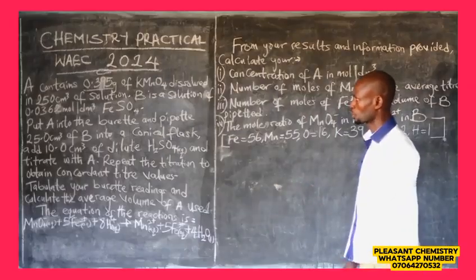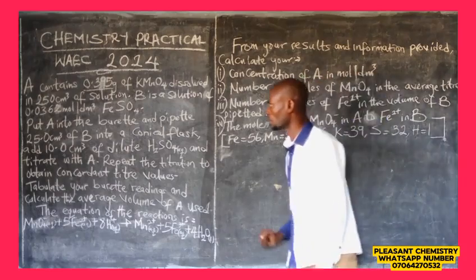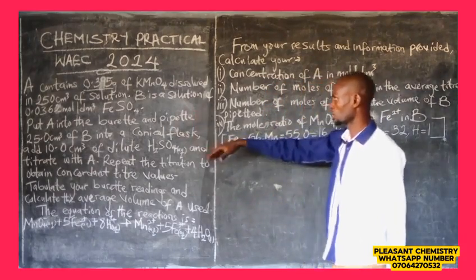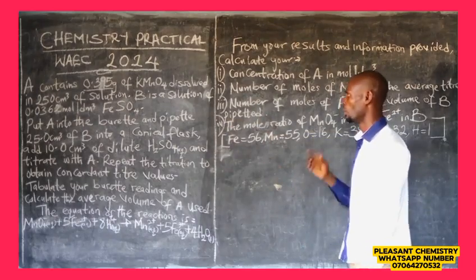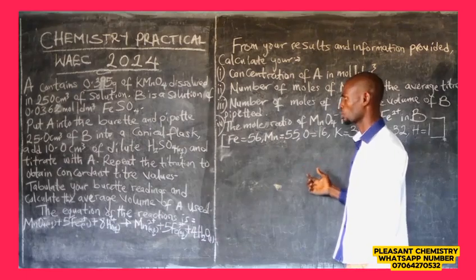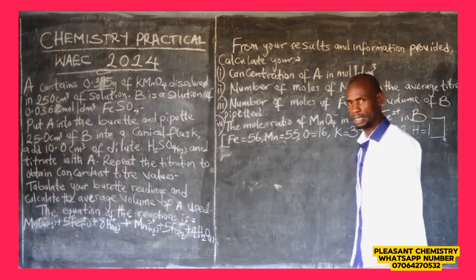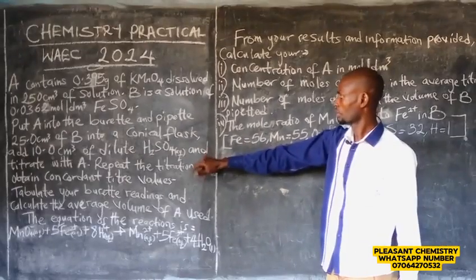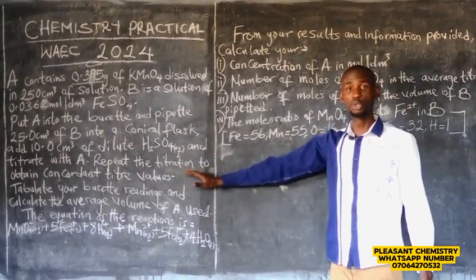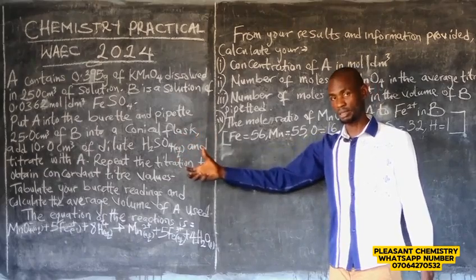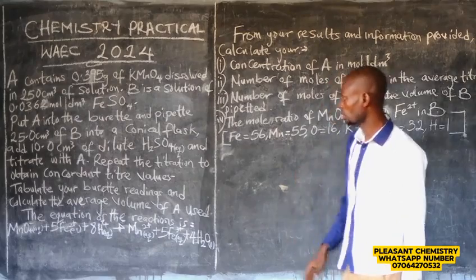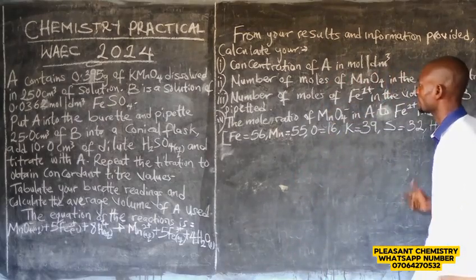B is a solution of 0.0362 mole per dm cube of iron 2 sulfate. Put A into the burette and pipette 25 cm cube of B into a conical flask. Add 10.0 cm cube of dilute H2SO4 and titrate with A. So these are the instructions. Repeat the titration to obtain concordance value. I have made videos on how to create a table without committing any error. So quickly now, let's calculate the question.